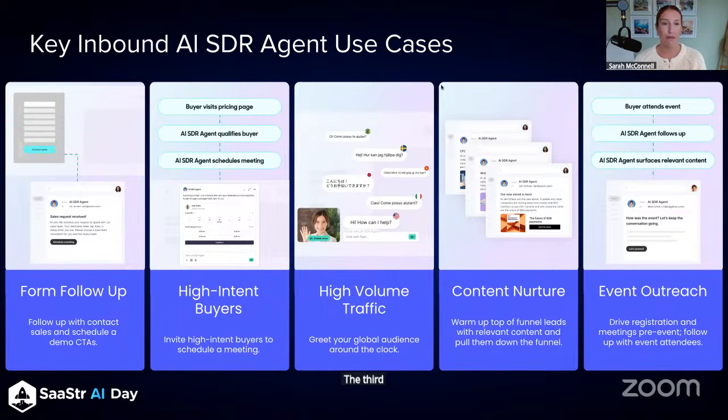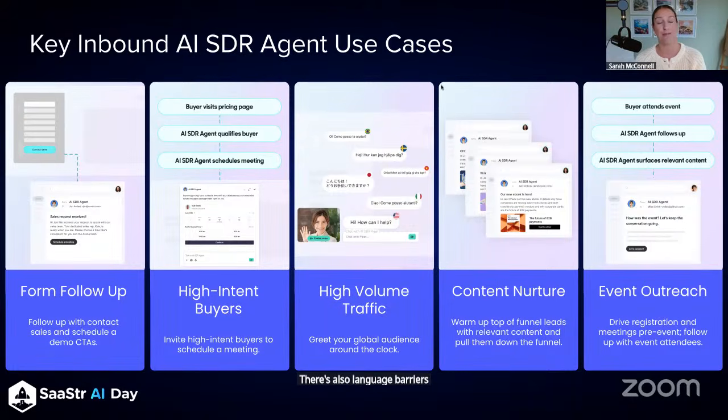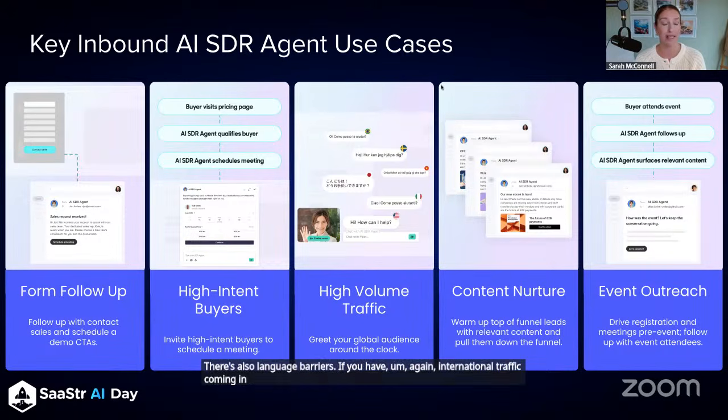The third one is high volume traffic. If you've got a bunch of traffic on your website, you can't expect human SDRs to have conversations with all of those people. There's also language barriers. If you have, again, international traffic coming in from different areas, can they have conversations with all of those people in different languages? So high volume traffic and letting an AI SDR handle portions of that traffic is a really great use case.